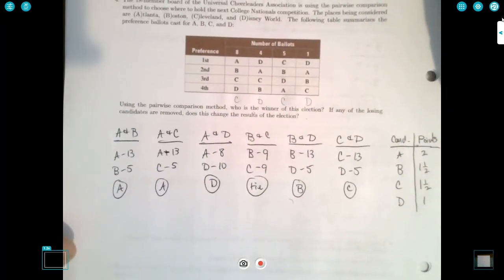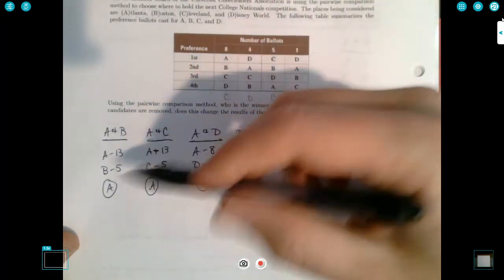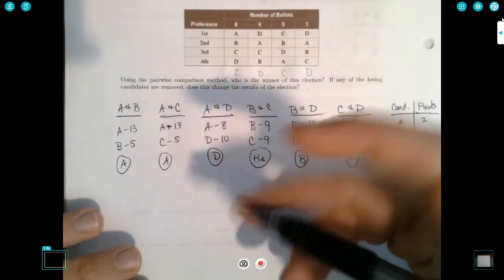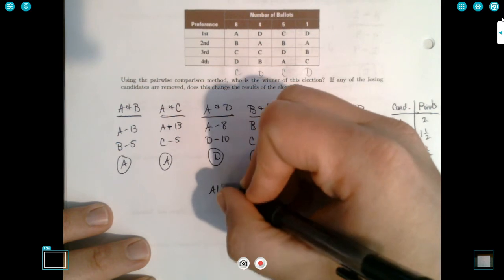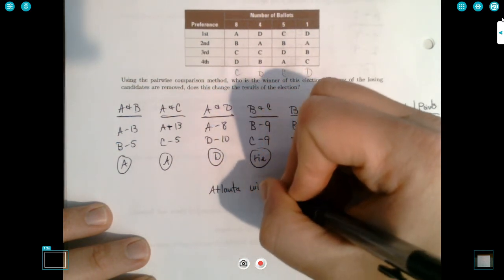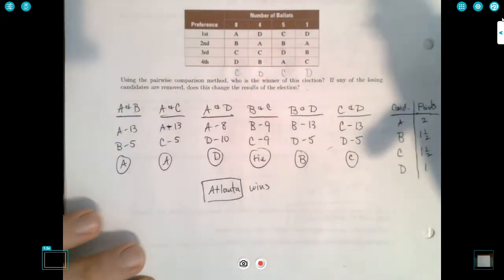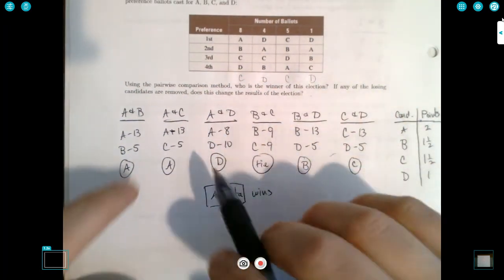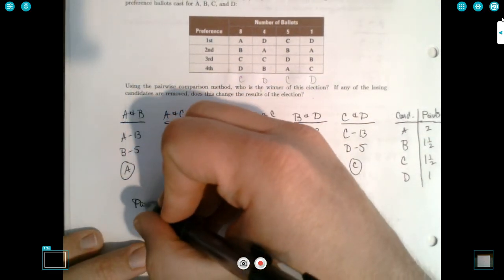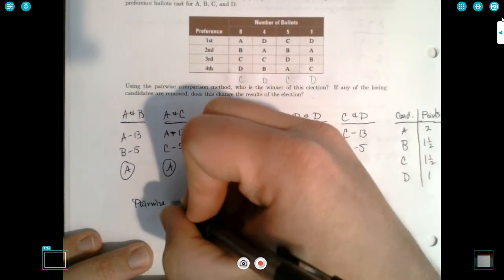Even though A doesn't win in all of the head-to-head matches, right? A loses against D, but it still has more points, so A is the winner. So Atlanta wins. Okay, but that's just half of it. So that's using the pairwise comparison method. Atlanta wins. So this is the pairwise result.